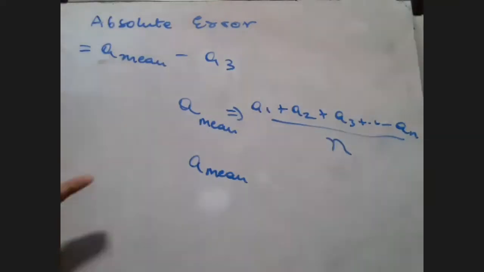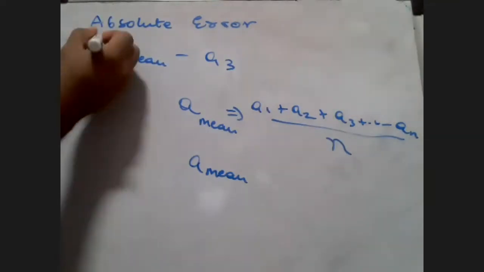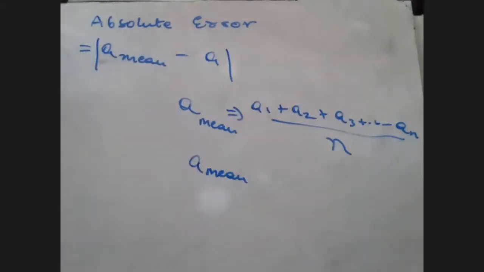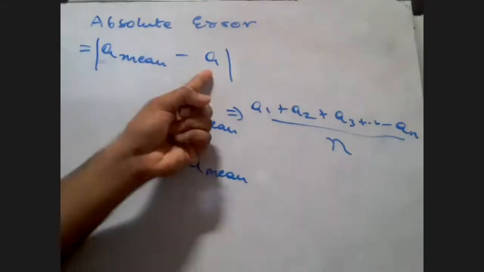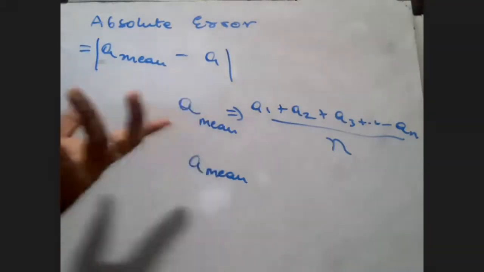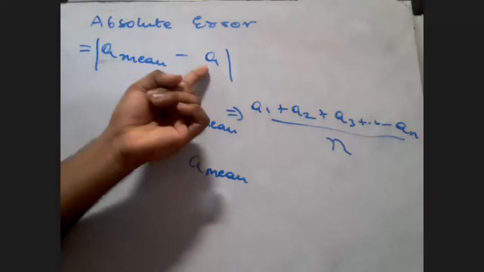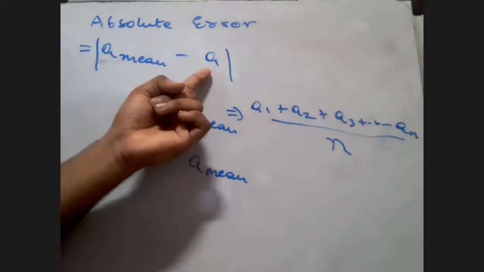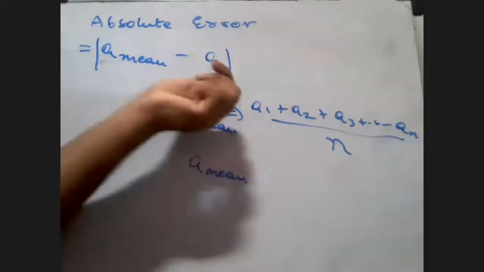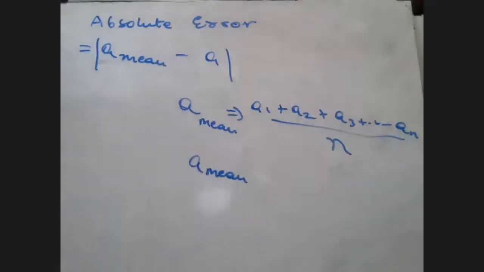Absolute error simply means A mean minus A. That is what absolute error is. Basically, this A is telling you which measurement you want to consider. A1, A2, A3, A4, whatever measurement you want to consider, you can put here, and you will get the error between the average value and the measurement that you have taken. Okay, that is absolute error.